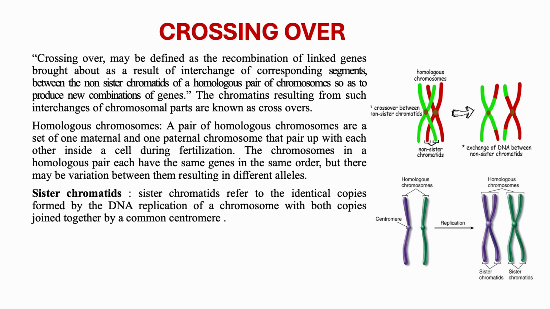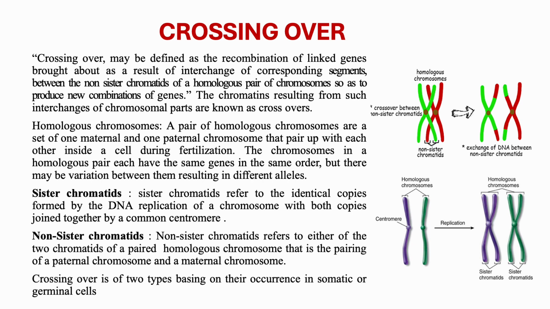Whereas when there are two such homologous chromosomes and the crossing over happens between these two, then the arms, here you can see, these are the arms of two non-sister chromatids. Otherwise, this is one sister chromatid and this is the other sister chromatid. So non-sister chromatids refer to either of the two chromatids of a pair of homologous chromosomes, that is the pairing of a paternal chromosome and a maternal chromosome.